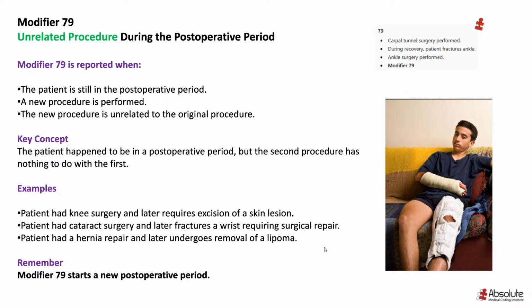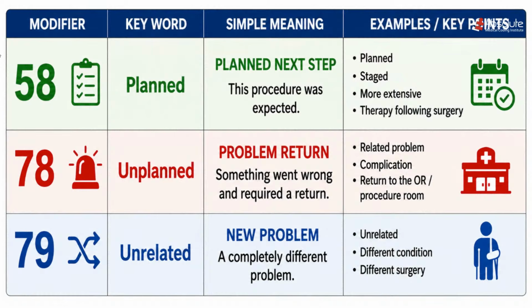Good question. All right, so here you go. Let's go ahead and look at them all together. 58, modifier, the key word is planned. That means they planned it or is staged. Modifier 78 is unplanned. All right, so it's a related problem or complication. And modifier 79 is unrelated. Okay? And I would just say 58 and 78 are opposites.